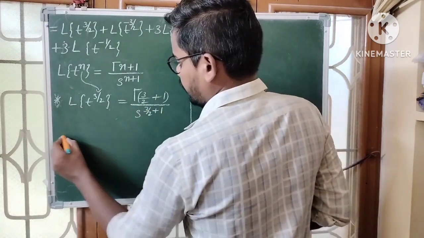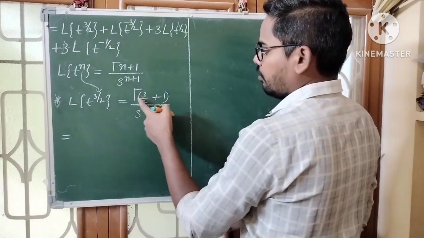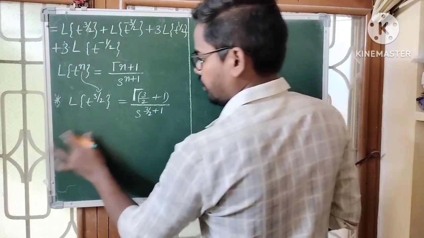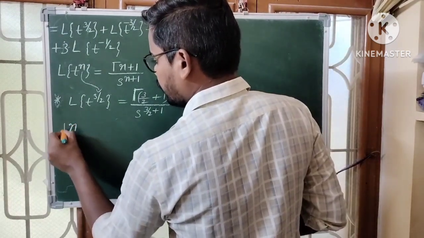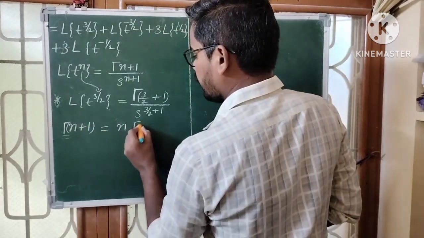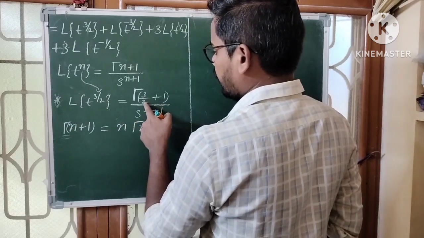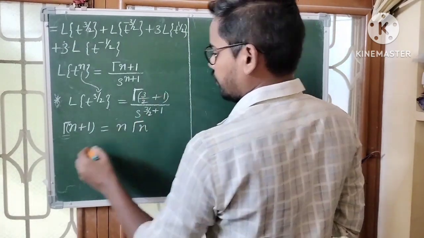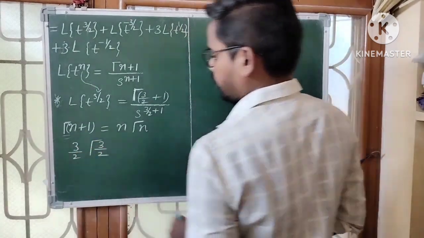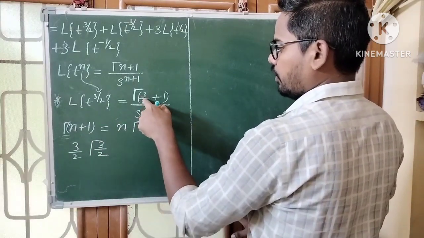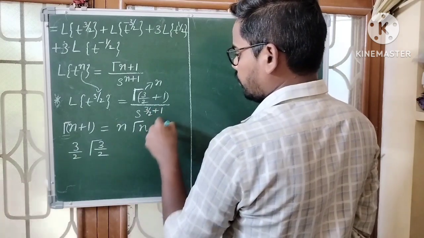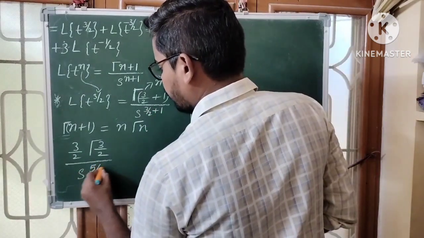So this is like gamma n plus 1. Gamma n plus 1 is equal to what? n gamma n. We already discussed this property of the gamma function. So here n is equal to 3 by 2, so gamma n plus 1 is equal to 3 by 2 gamma 3 by 2. And in the denominator, 3 by 2 plus 1: 2 ones are 2, 3 plus 2 is 5, so 5 by 2. S power 5 by 2.